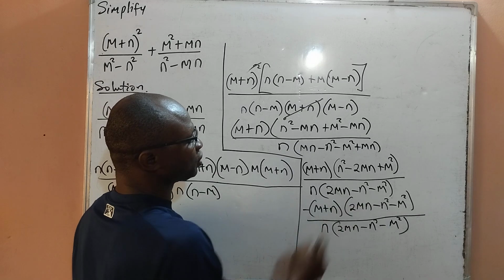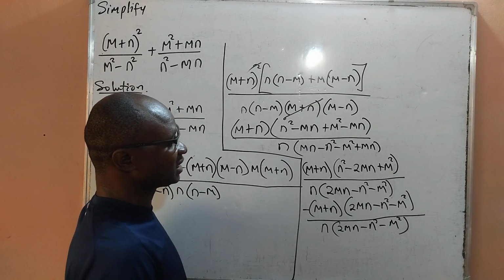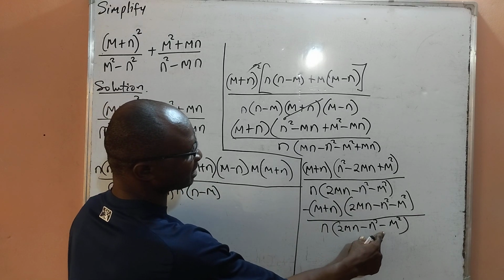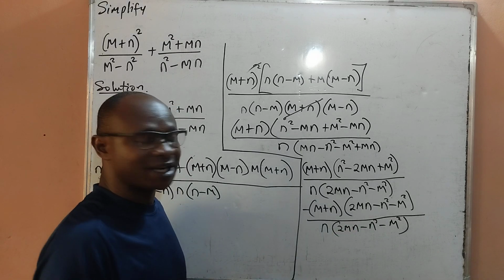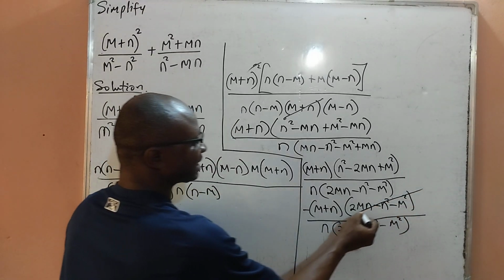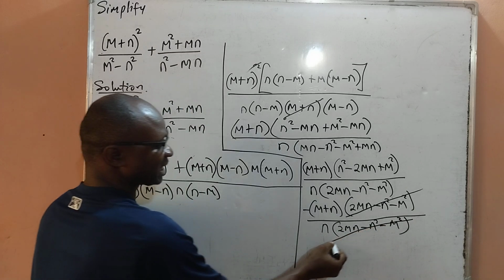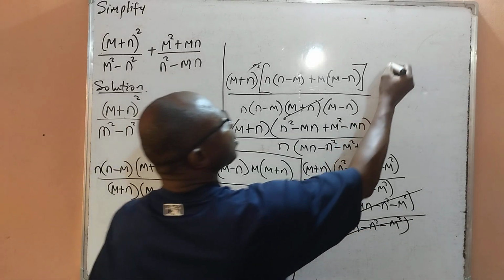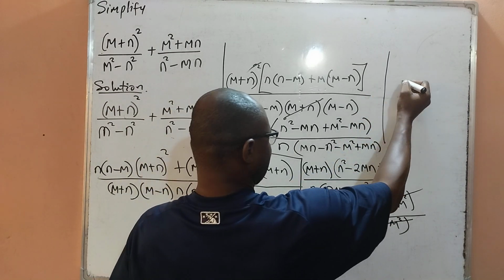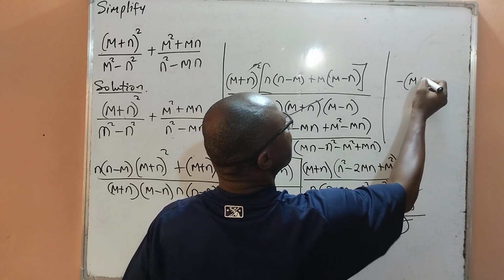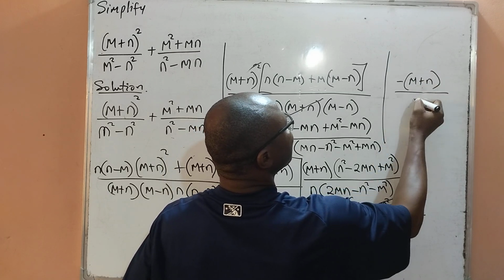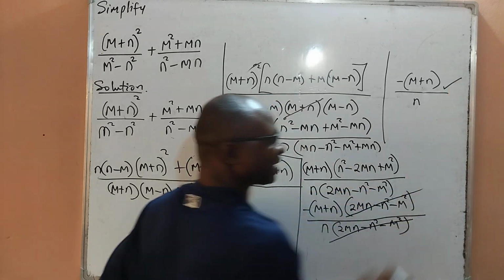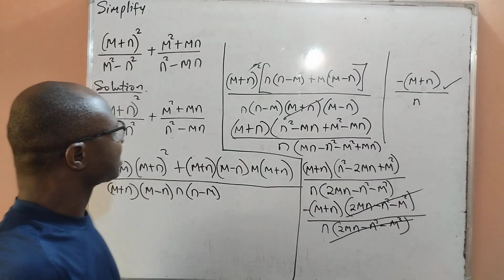The expression in the second bracket at the numerator is exactly the same as the bracket at the denominator. So the two of them will cancel out. You can see it cancels out. And at the numerator, what I have left is simply minus into (m plus n), all divided by n, as the final answer. You know, mathematics is life.